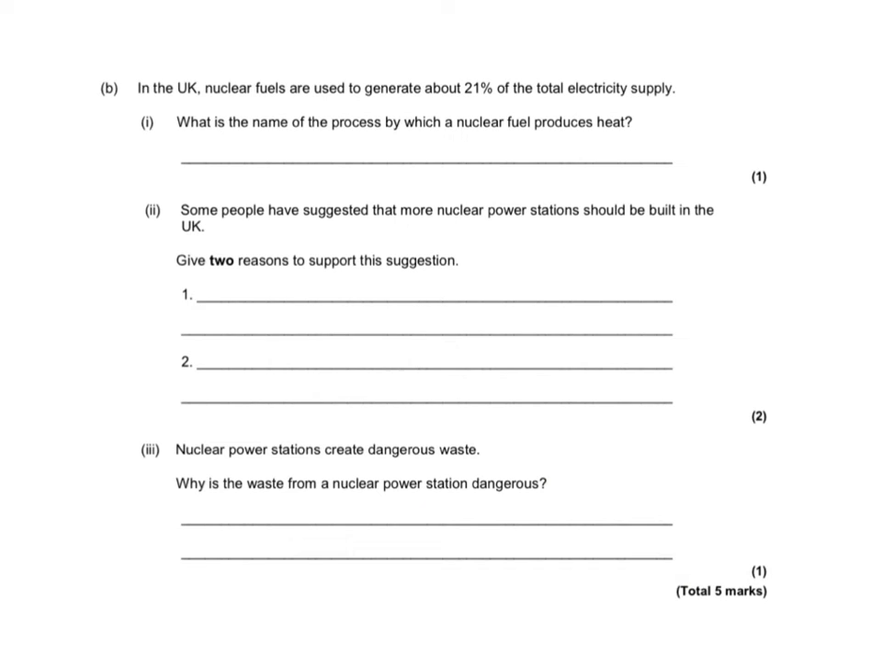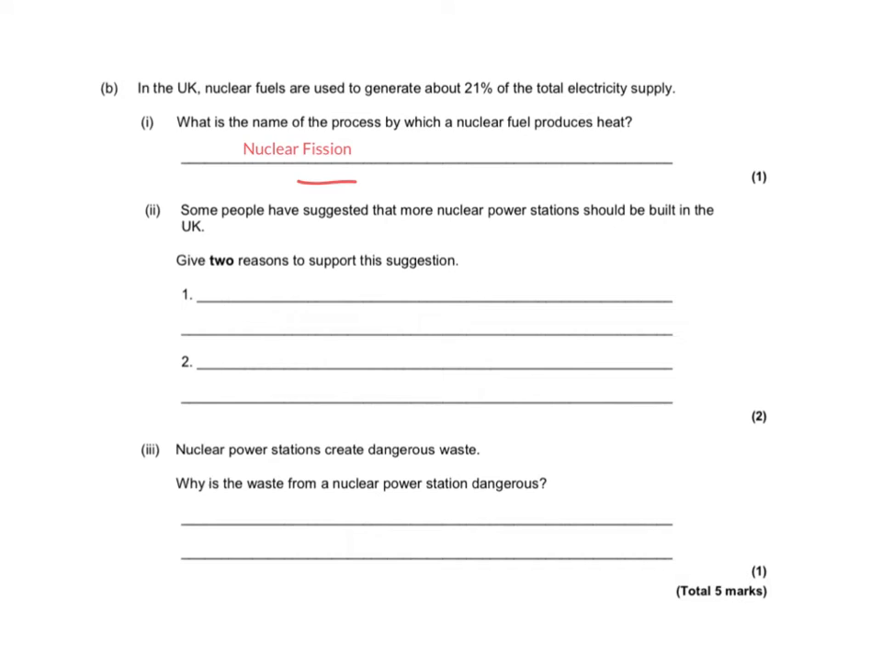So moving on to part B, it says in the UK, nuclear fuels are used to generate about 21% of the total electricity supply. What is the name of the process by which nuclear fuel produces heat? That process is called nuclear fission. So again, that process is called nuclear fission. The only part of the bit you need is the word fission. So if you wrote fission there, you get the mark.